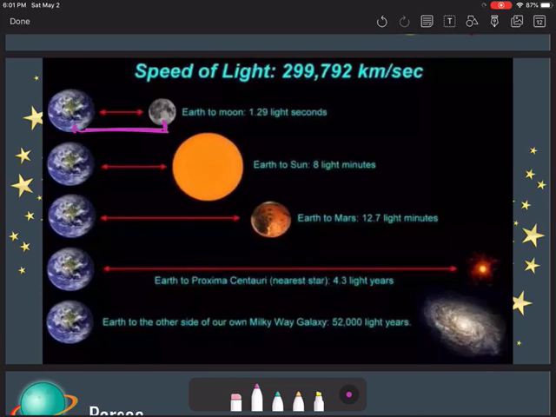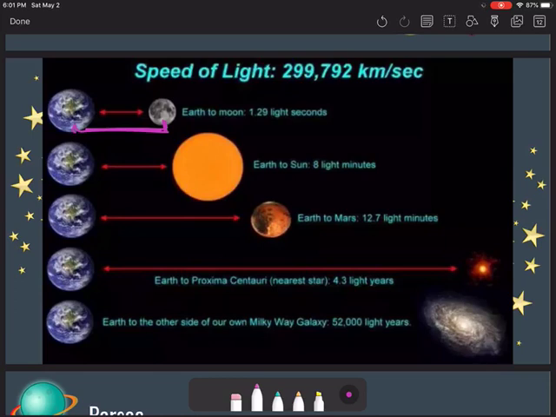So the distance is 8 light minutes, which is kind of cool because if something were ever to happen to the sun and say maybe that light is no longer visible to us, maybe the sun just explodes or something like that, we won't notice for 8 minutes. Because it takes that long for that light to travel from the sun to the Earth, because that is a large amount of distance that light needs to travel through. From Earth to Mars, it's 12.7 light minutes. That's the distance.